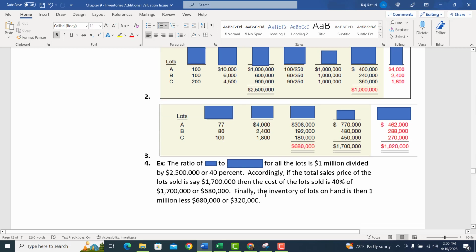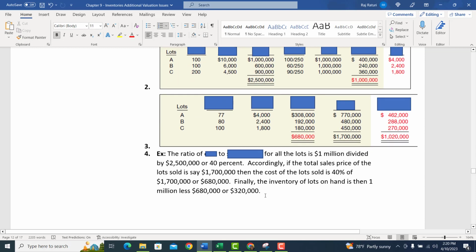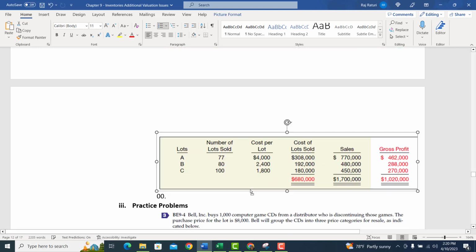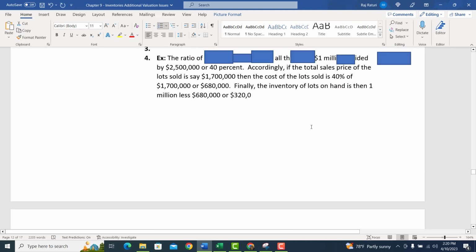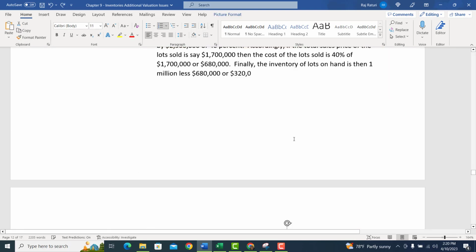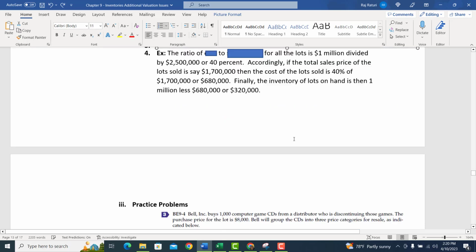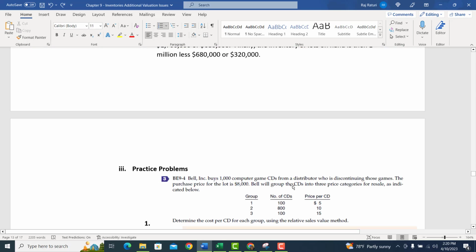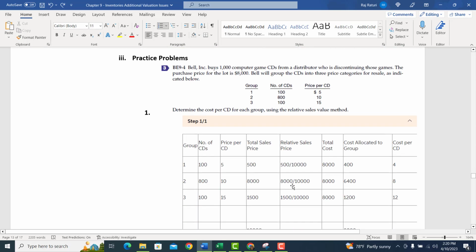So keep that in mind. Finally, the inventory of the lots on hand is then 1 million less the cost of goods sold. So if I want to check how many lots I have on hand, I take the 1 million, subtract out the cost of goods sold, and I find out the value of it is 320,000.